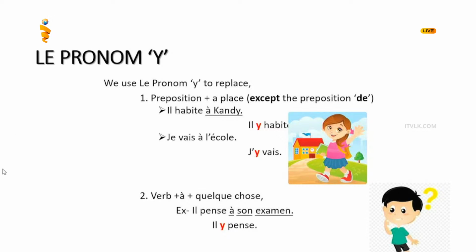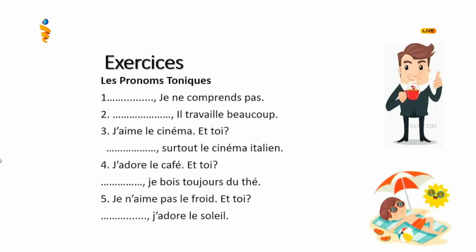Now, dear children, I think you could understand how to use le pronom tonique, le pronom en, and le pronom y. Shall we shift into some exercises? Look at this. Here you have to use le pronom tonique. First one. There's a blank. After that you have the sentence Je ne comprends pas. Can you remember I told you we use the pronom tonique before the subject of a sentence to insist. So here also you can use moi, je ne comprends pas, because here the subject is je. Moi, je ne comprends pas.